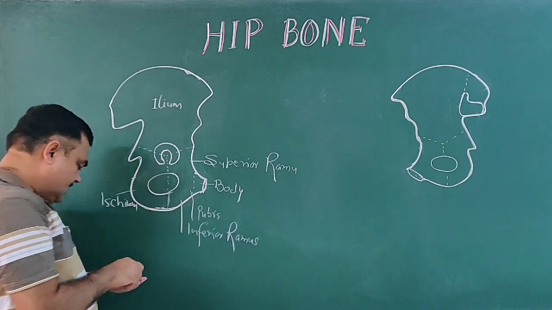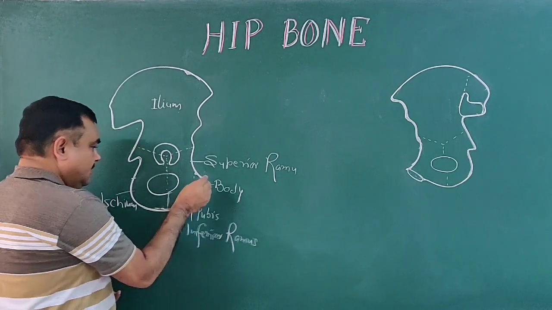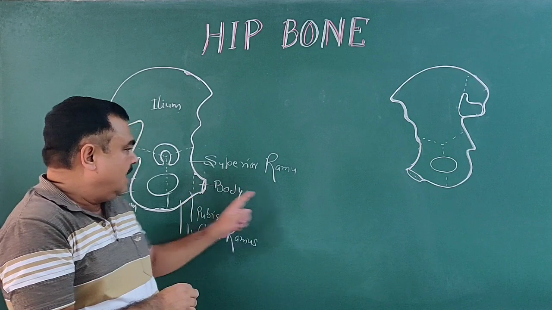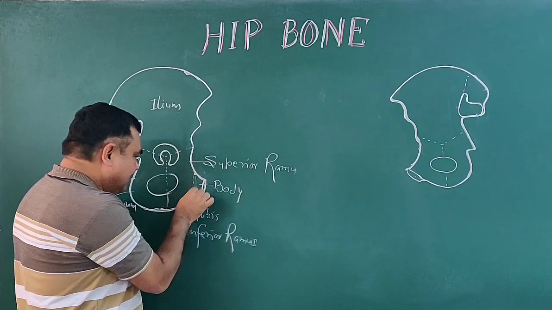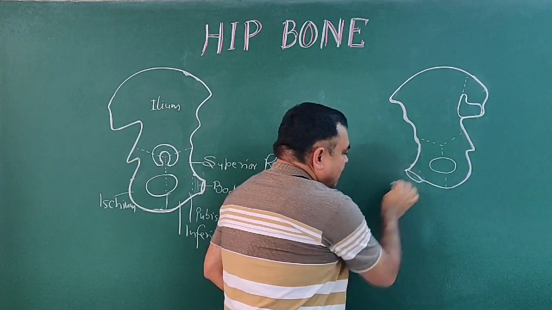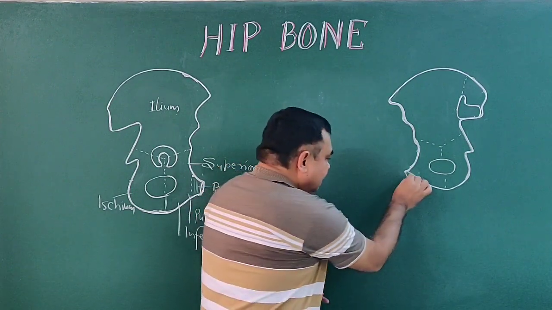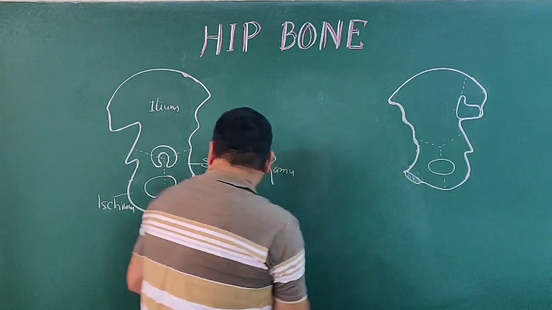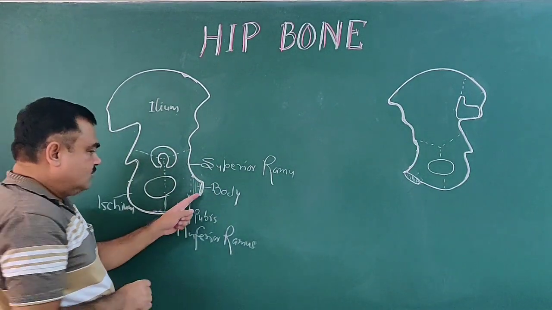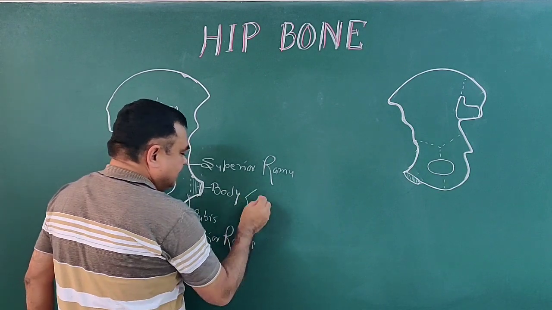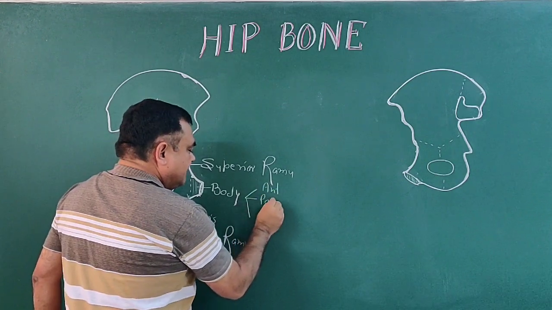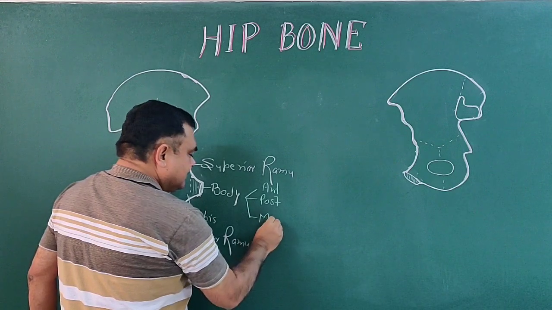If you see, the body has three surfaces. This is the anterior surface, lying anteriorly. This is the posterior surface of the body, and here on the medial side, this area is the medial surface. So this pubic bone body has an anterior surface, a posterior surface, and a medial surface.